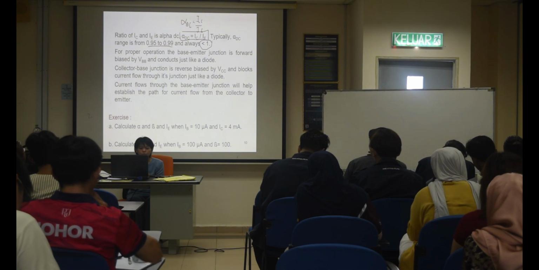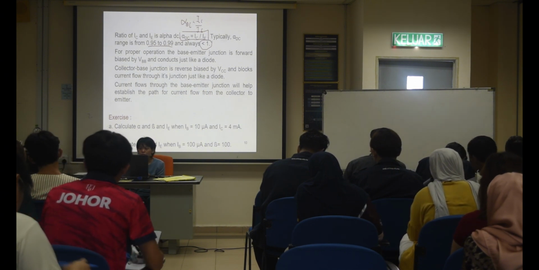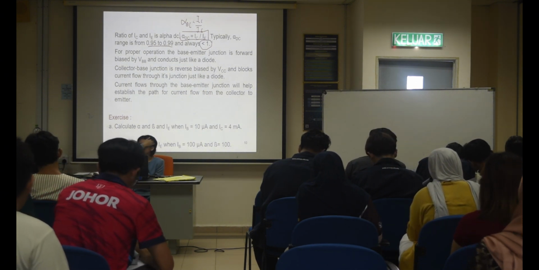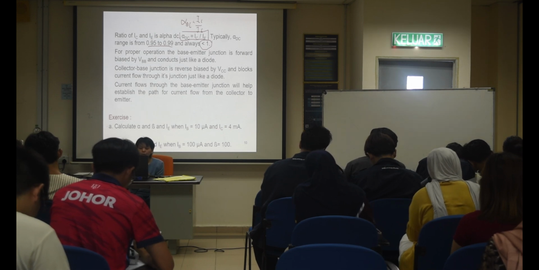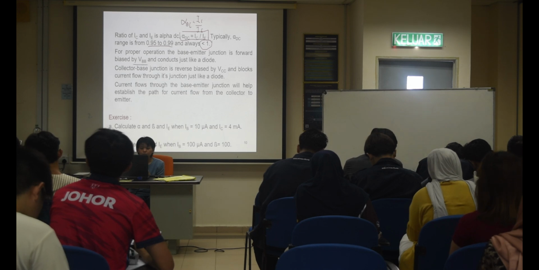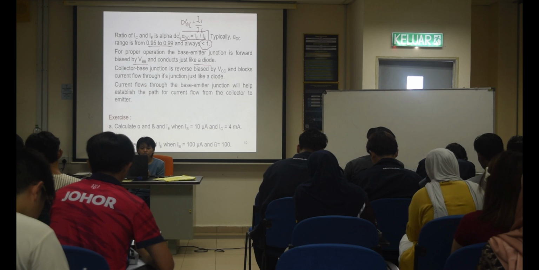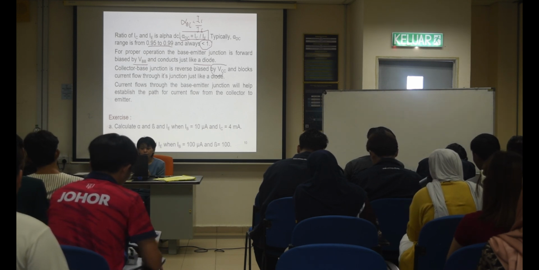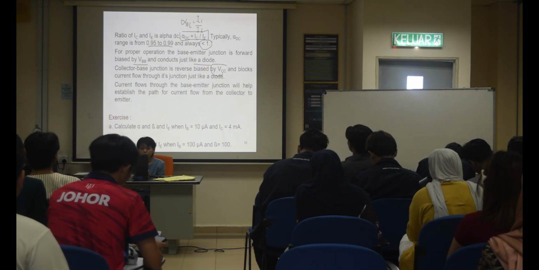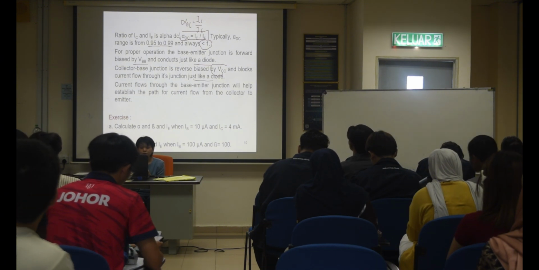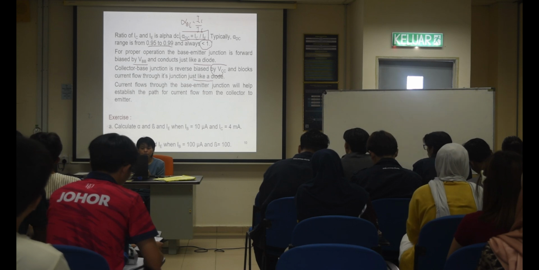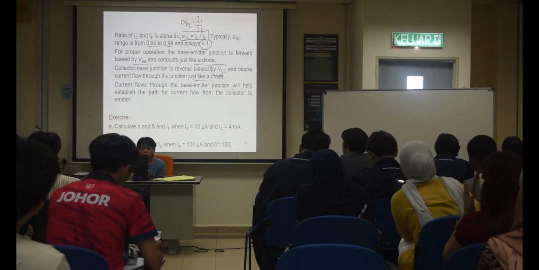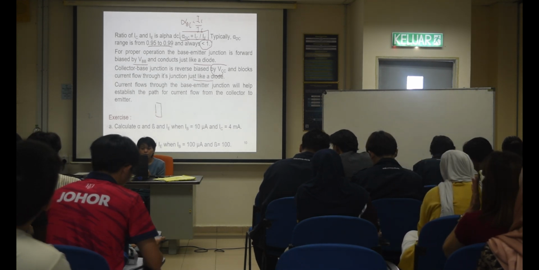Later on you calculate, and if it is not in this range, your calculation is wrong. The proper operation of the base-emitter junction is forward bias by VBB, and it conducts like a diode. The collector-base junction is reverse biased by VCC, and it blocks the current flow like a diode. This one is the collector base.